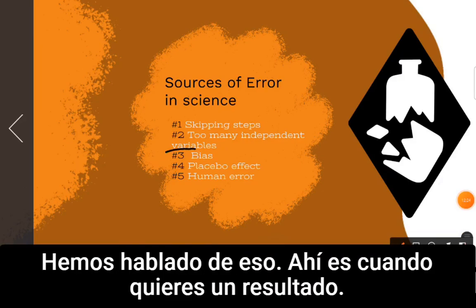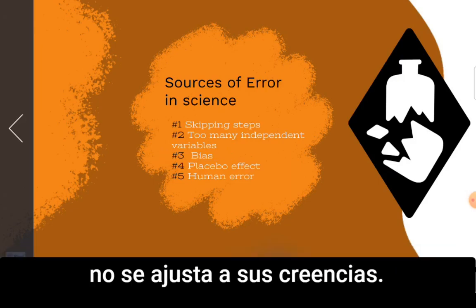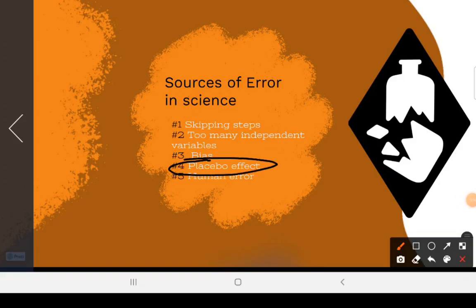Next is bias. We've talked about that. That is when you want an outcome, and so you tend to make it happen. You ignore data that does not conform to your beliefs. And then the next one is placebo.